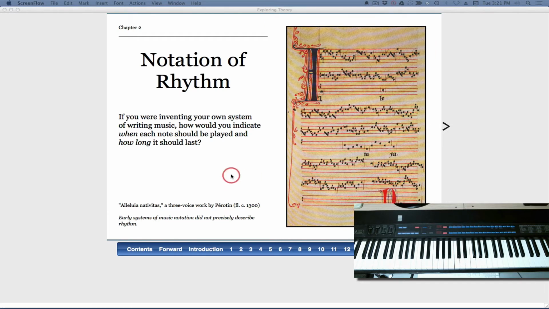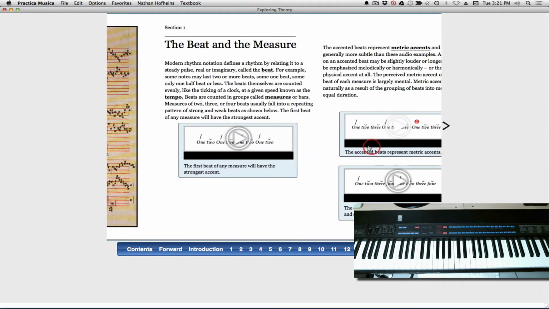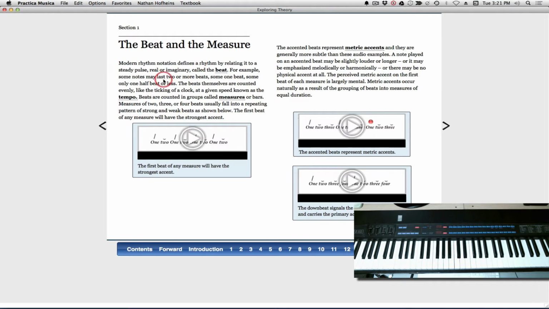Over the years, music notation has evolved and been refined and become a lot easier to read, for us anyway. They might not think so back then, but for us it has been. So we're going to talk about how to notate rhythm. This is chapter 2, section 1.